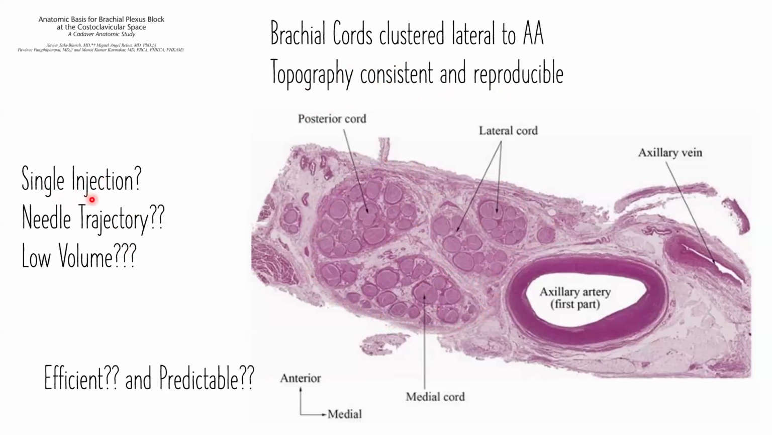Whether a single injection will do, whether a needle trajectory, how angulated it would be, does low volume local anesthetic work in this particular area? That's the big question here, because you feel that it looks exactly like the subclavian perivascular. If this is the subclavian artery, this looks almost the same, and whether it is efficient and predictable. I have my questions and I have my reservations against the costoclavicular block.